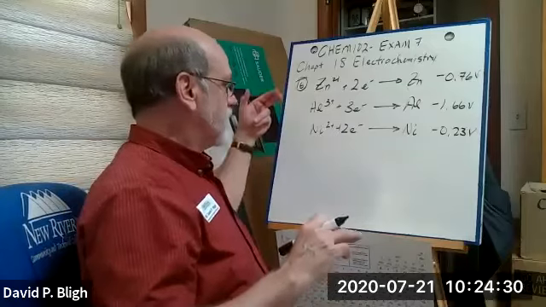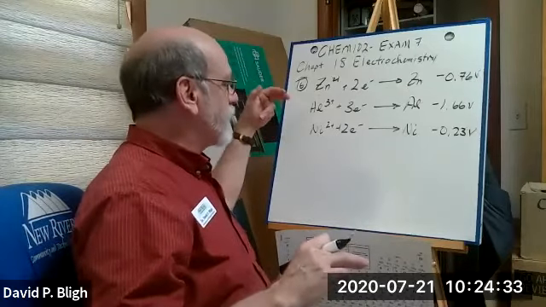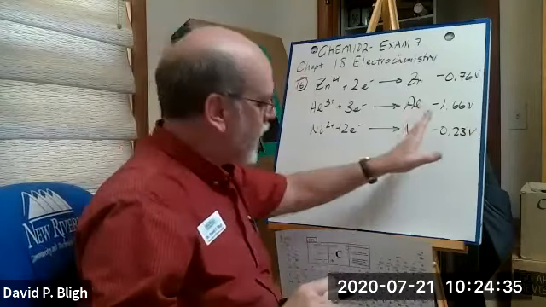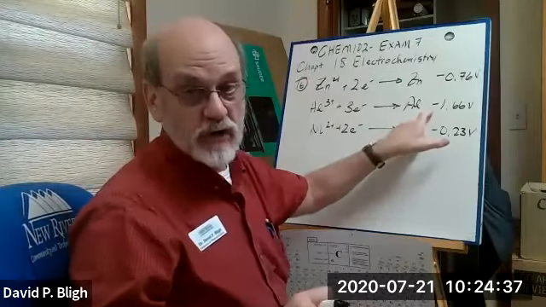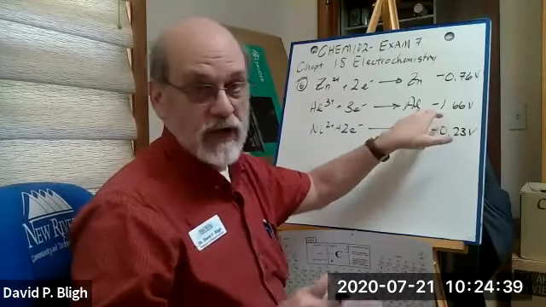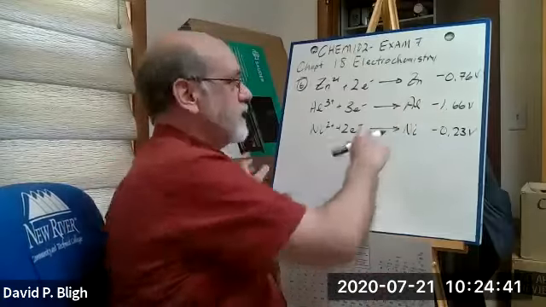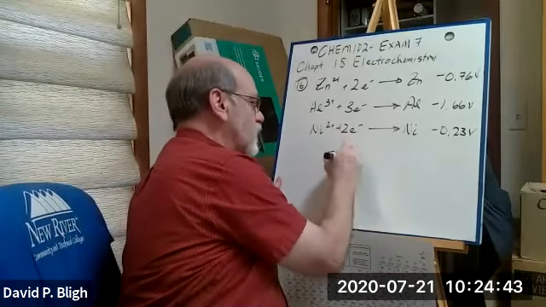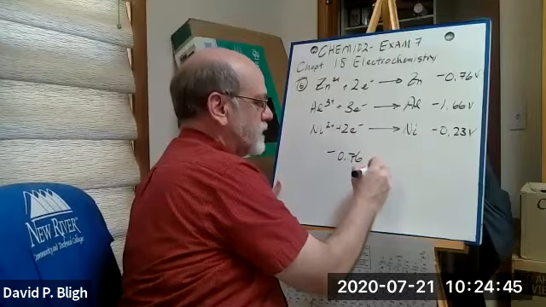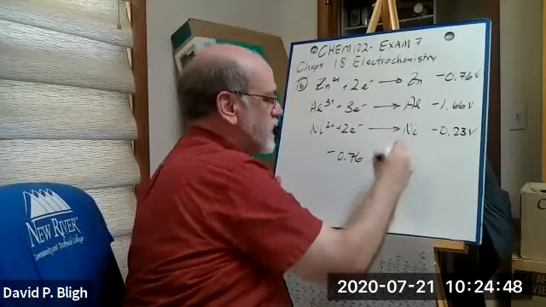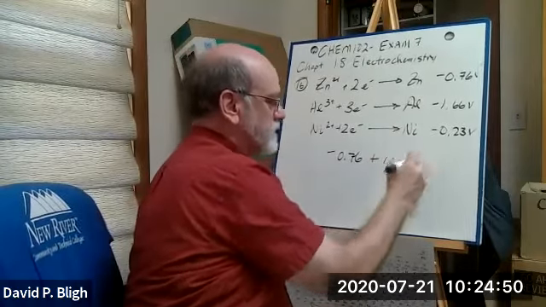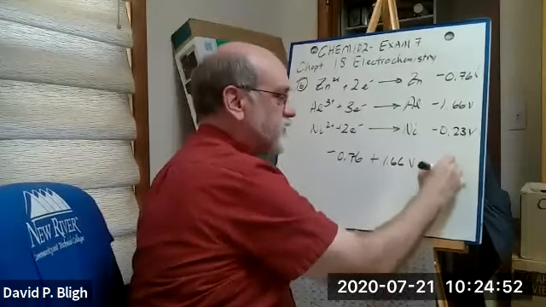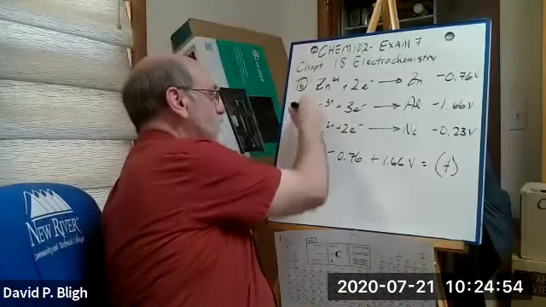So if these can reduce that, that means they would have to be oxidized. That means the voltage would have to be reversed, right? So if we take minus 0.76 and plus 1.66, we get a positive value, right? So aluminum can do it.